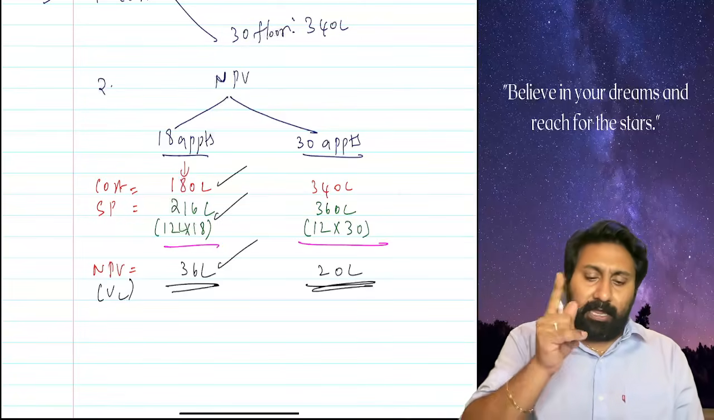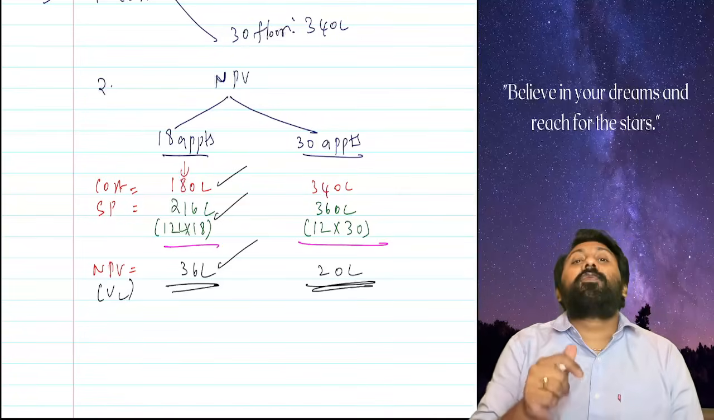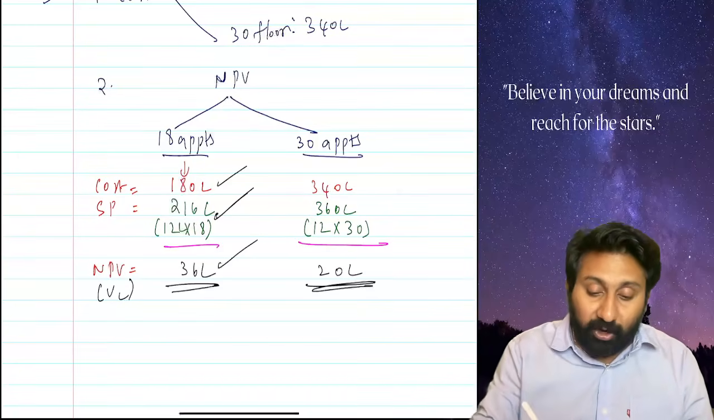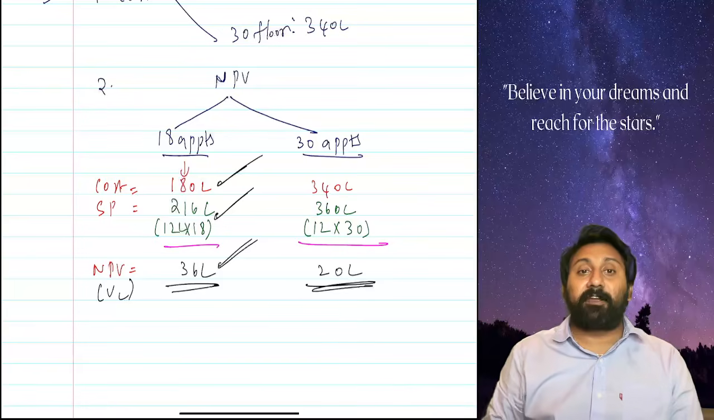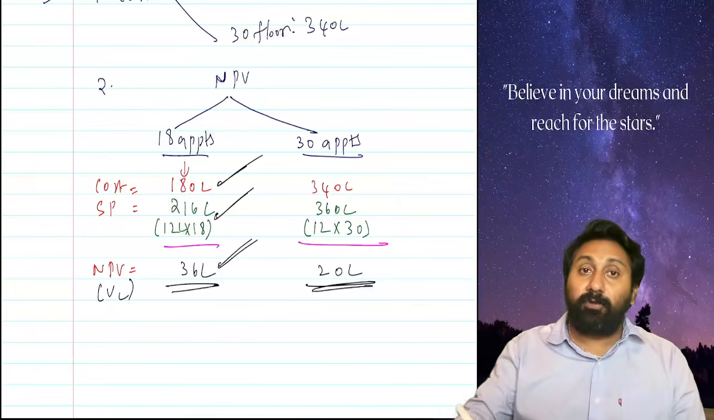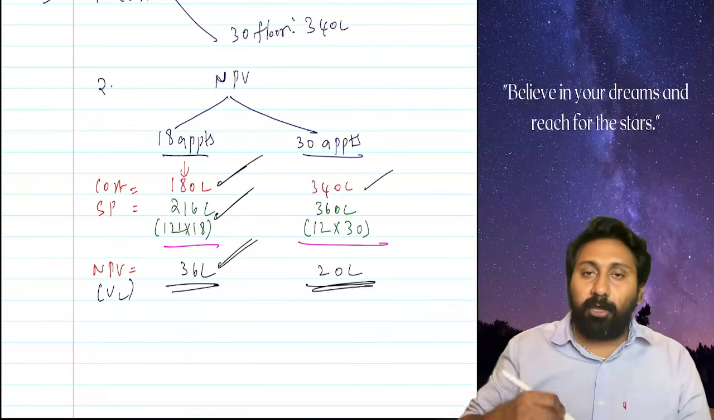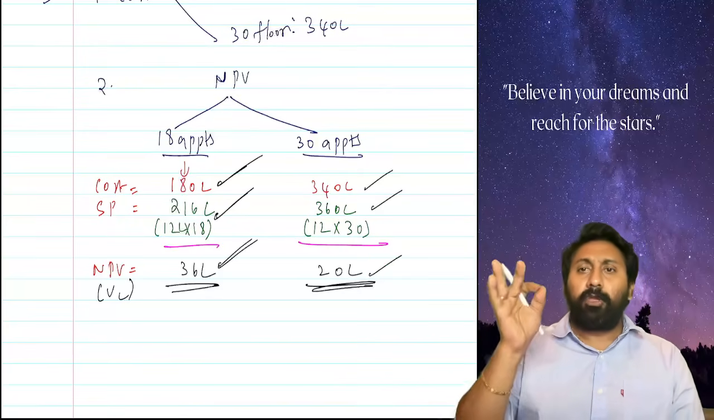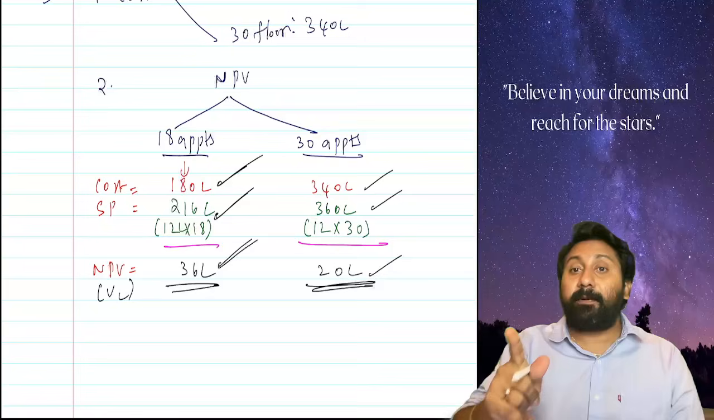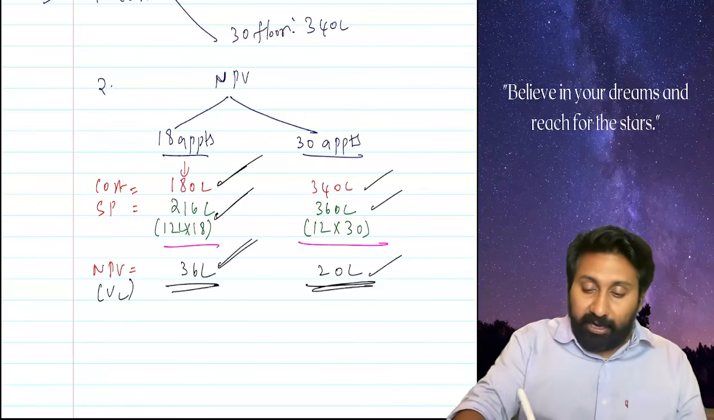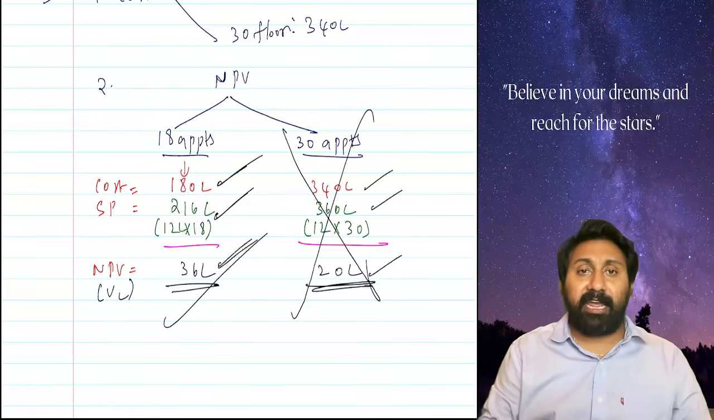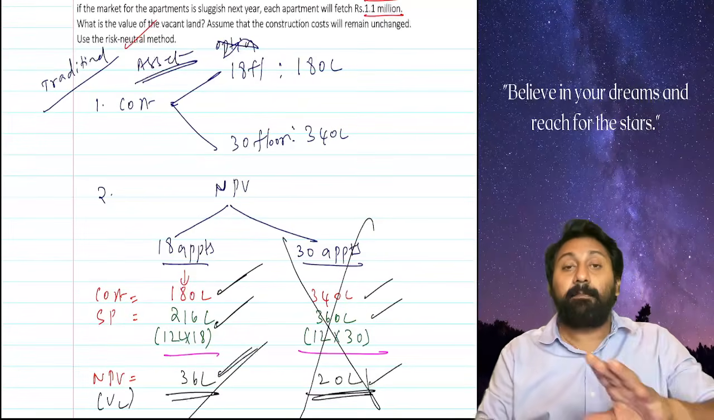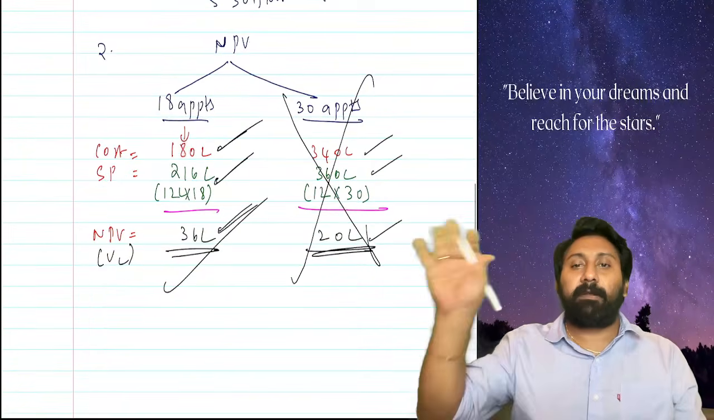Tell me, if today you do the sale, 18 apartments sale will give you 216 lakhs at a cost of 180, you are getting a net benefit of 36 lakh. Here, if you sell today itself 30 apartments, you have to incur a cost of 340, sell at 360, you are getting 20. You will construct today 18 apartments, not 30, decision is taken. If you treat the land as an asset but not as an option, value of the land will be 36 lakh.